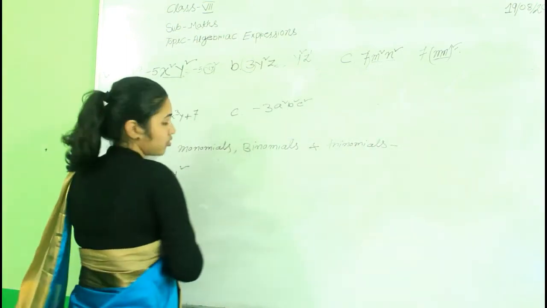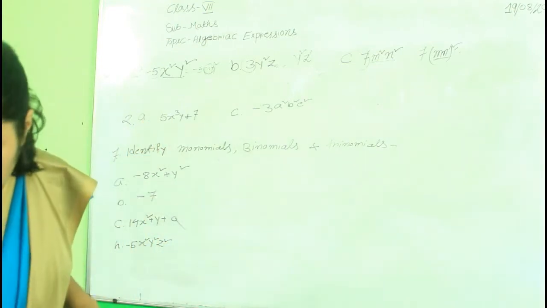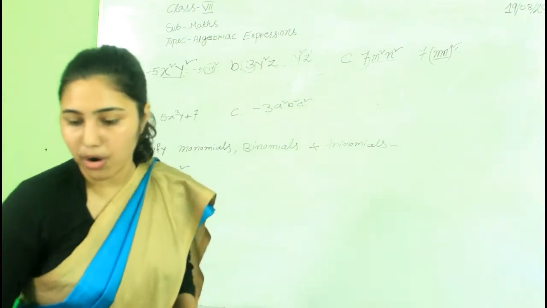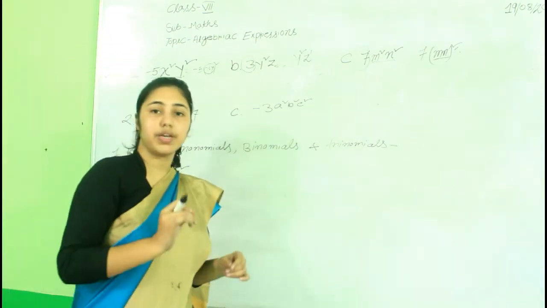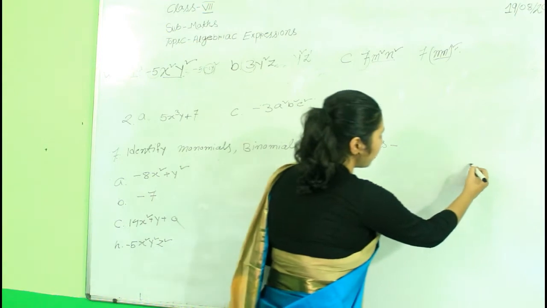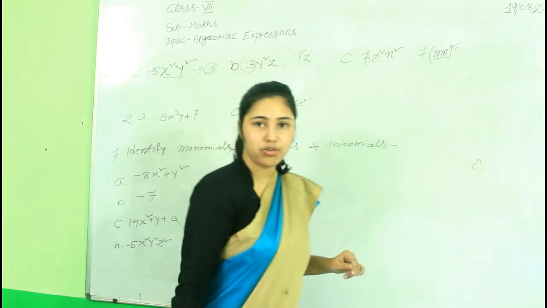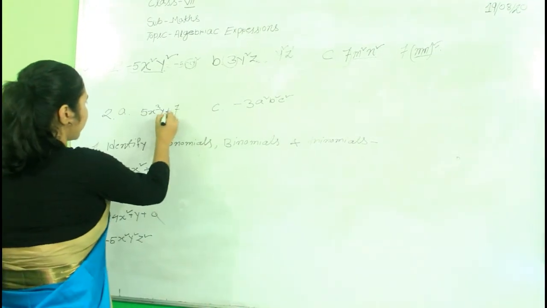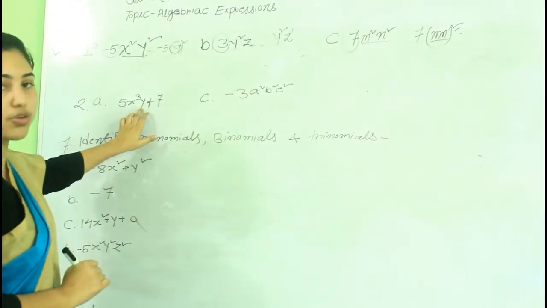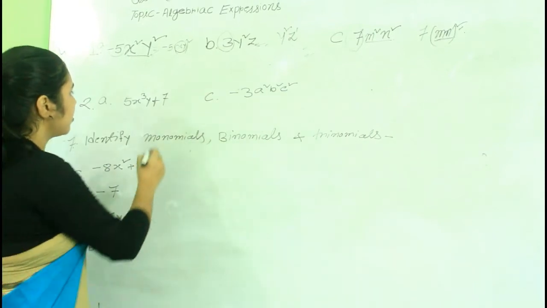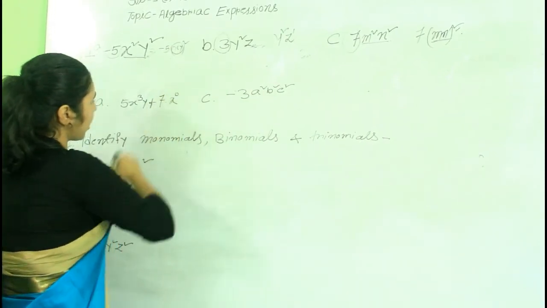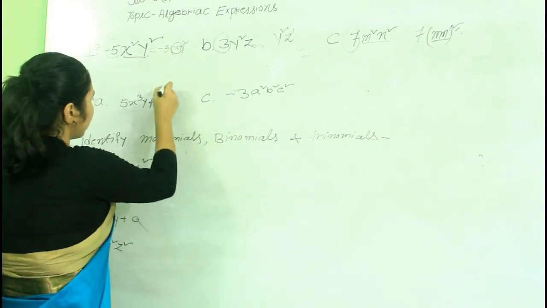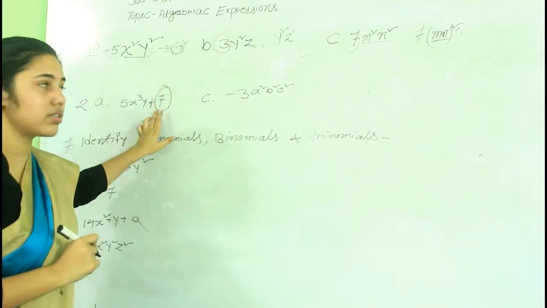Now look at here, question number 2. Here write the constant terms in each of the following. Constant term means the coefficient of x to the power 0, right? So here our expression is 5x cubed y plus 7. 7, or we can write it as 7 into x to the power 0. So here 7 is our constant term.